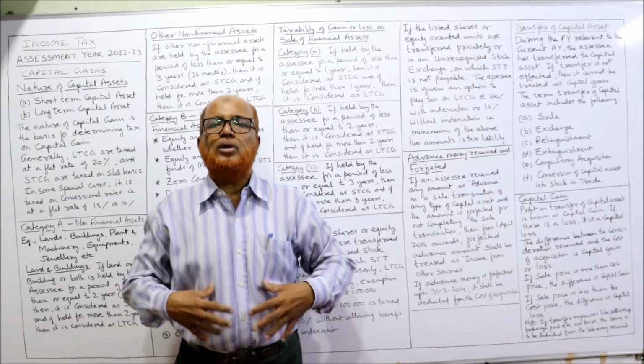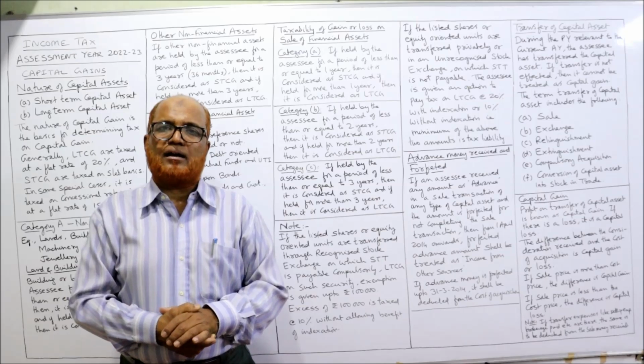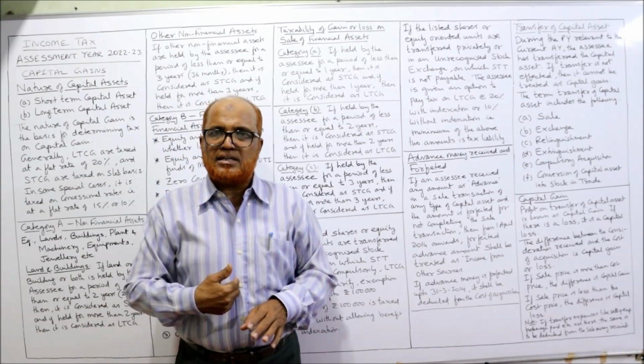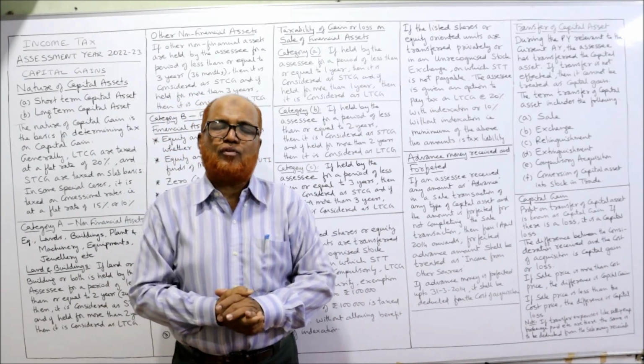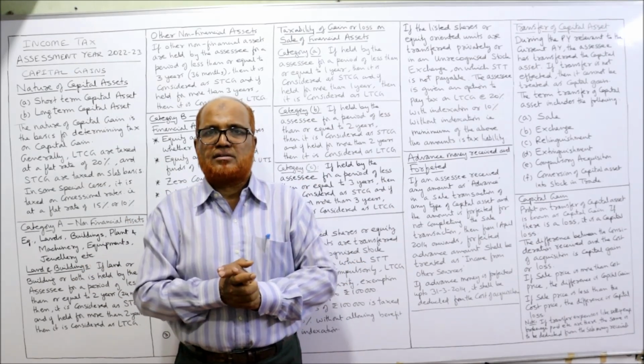Example, I am the owner of a house property. I have agreed to sell to you for 80 lakh. You are paying the price 80 lakh. I am giving my house to you for 80 lakh. This is a sale transaction. It is a transfer of asset.